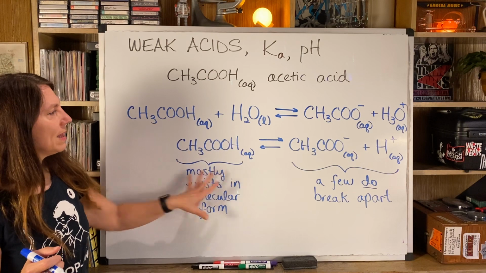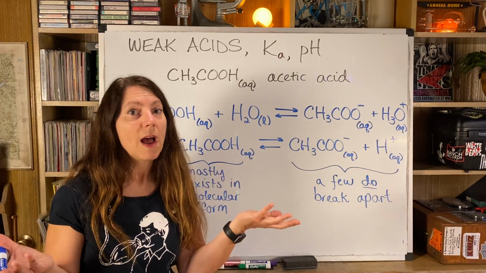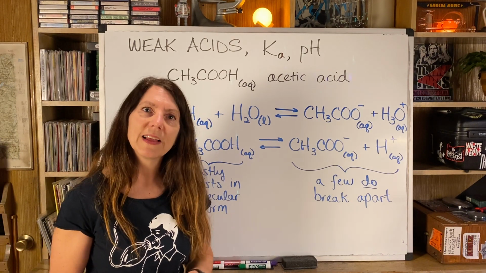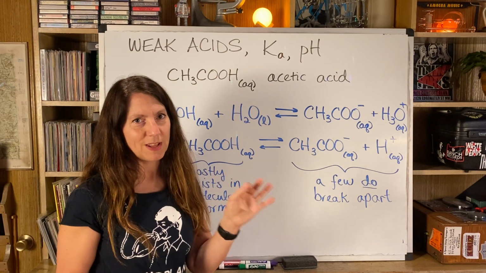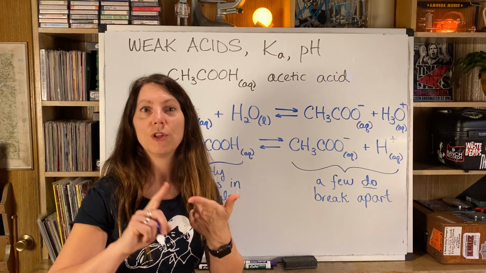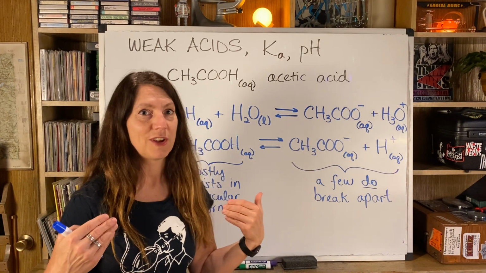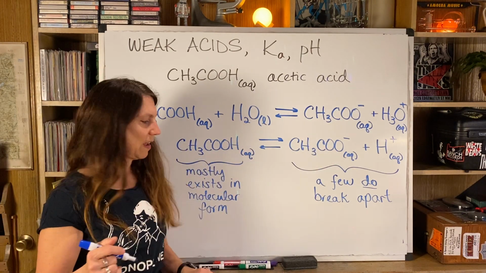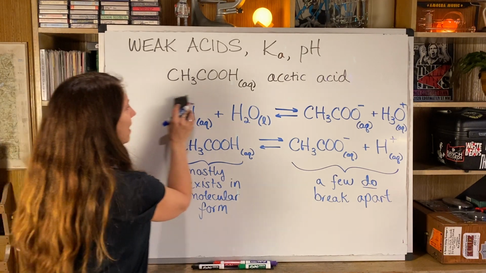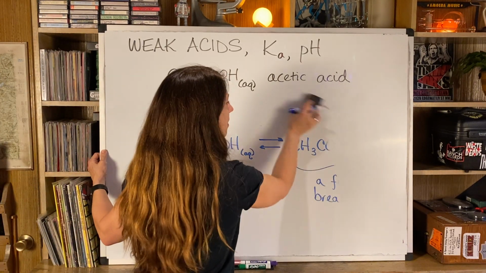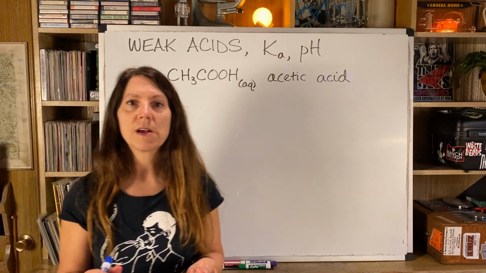Okay, so let's delve in and get a little bit more quantitative and figure out how we know to what extent acetic acid breaks apart. To do that, we need a bit of information that needs to be given to us. We need to go look it up on a table, or if we're taking an exam, we need to be given the information that is going to tell us to what extent our acetic acid breaks apart. And that information is given to us in the form of an equilibrium constant.